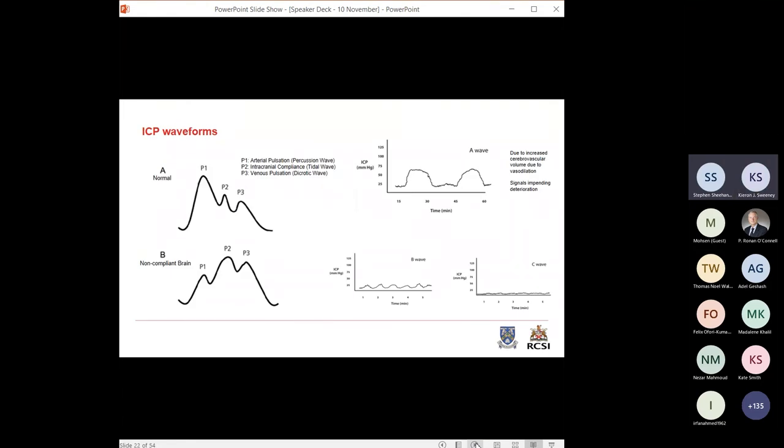Just briefly about ICP waveforms. ICP waveforms are superimposed pulsations, pressure waves that are on the background of a cardiac cycle. So in a normal ICP, the P1 is the percussion wave, which represents the normal systemic blood pressure. P2 would be the tidal wave and reflects intracranial compliance. Intracranial compliance is an important factor in compensation of any mass lesion or swelling. ICP waveform B demonstrates a non-compliant brain where P2 is higher than P1. Next slide, please.